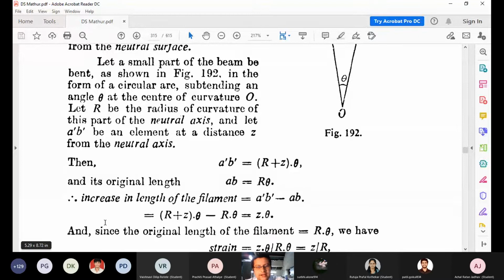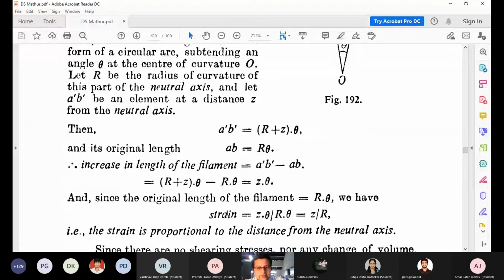So what will be the increment or change? That change will definitely be A prime B prime minus the original, that is AB. So you just do R plus Z theta minus R theta, that will give you Z theta. So this is the increment in the length of the filament, that is Z theta, or you say change in the length. Since we are going above, it will always be an increment.